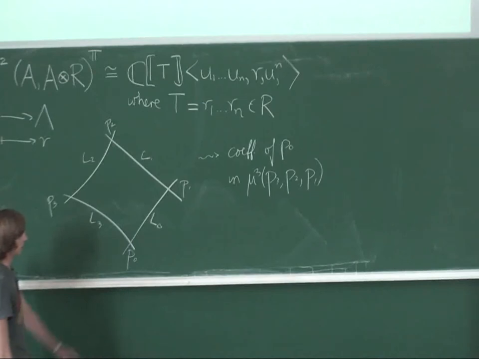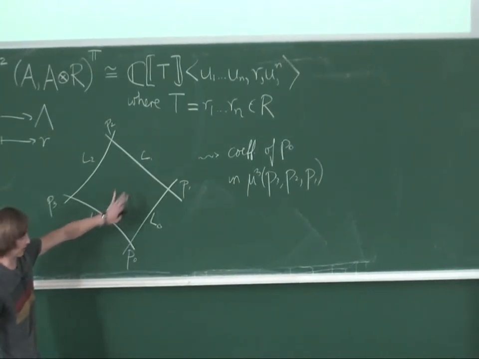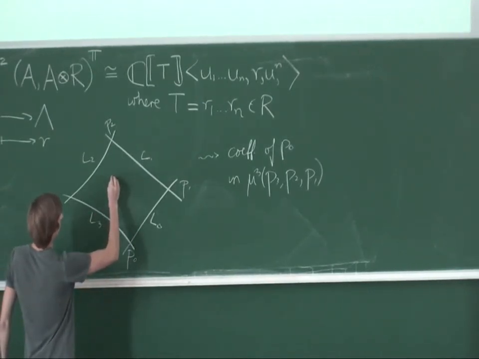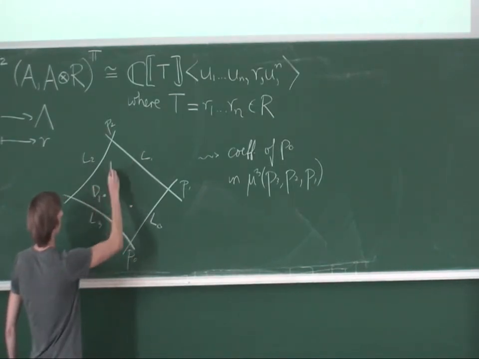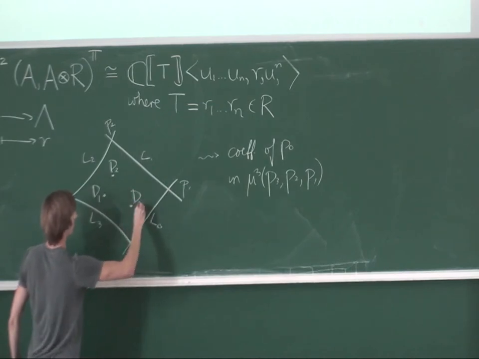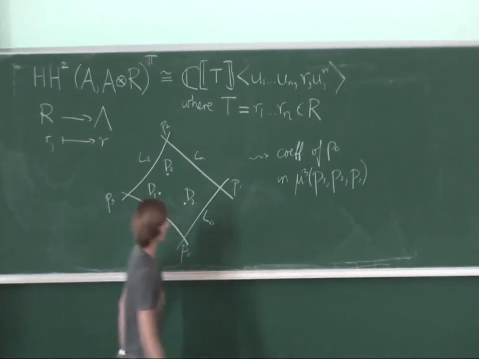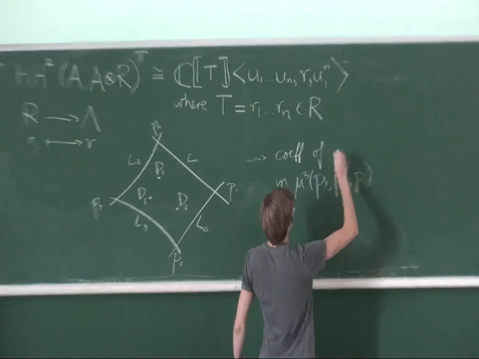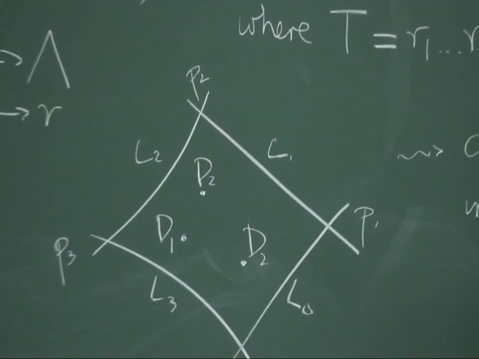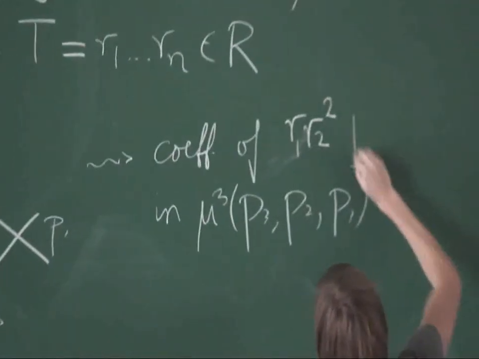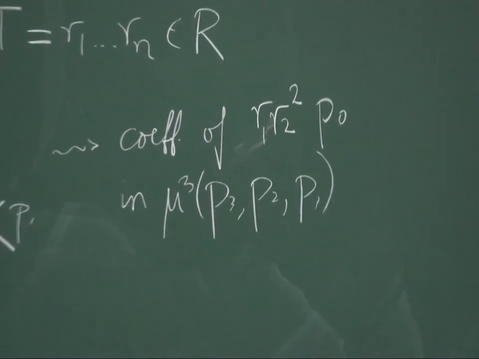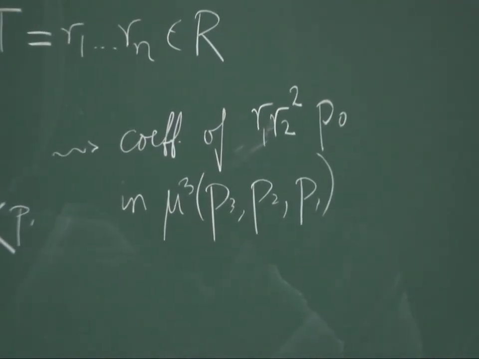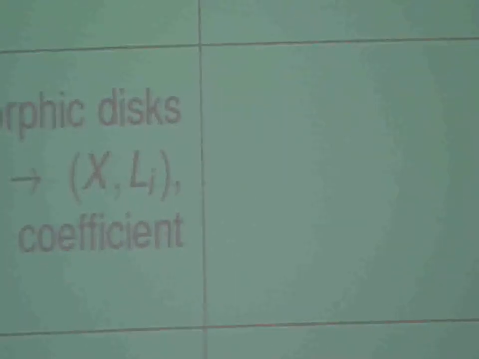This would not be a good definition because the number of such holomorphic disks may be infinite, but we prescribe how this holomorphic disk intersects with these divisors. And so this will be a finite count. So what we want to do is, instead of saying this is the coefficient of P0, say it's the coefficient of R1 R2 squared times P0. That's what I'm saying here, that each disk comes with some monomial that records how it intersects these divisors.